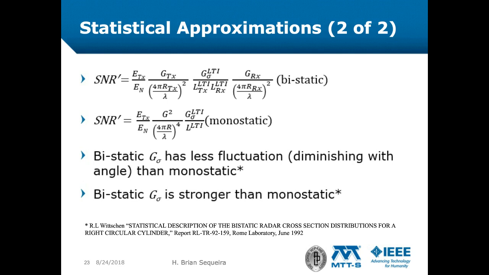Within the context of target fluctuations, we point out that bistatic scatter fluctuations of a right circular cylinder are reportedly less than monostatic fluctuations and diminish with increasing bistatic angle. Furthermore, for a given target, bistatic scatter is stronger than monostatic scatter. These findings could present strong and persistent interference problems for automotive radar.